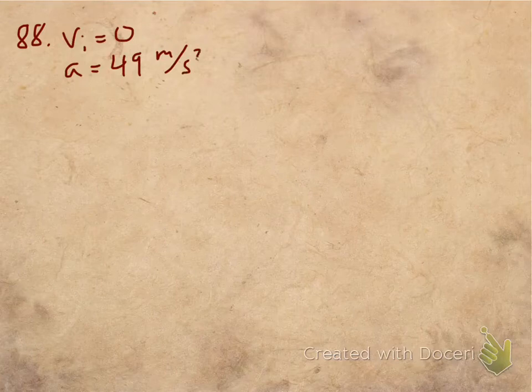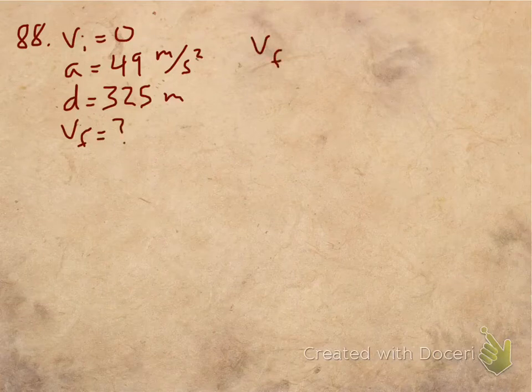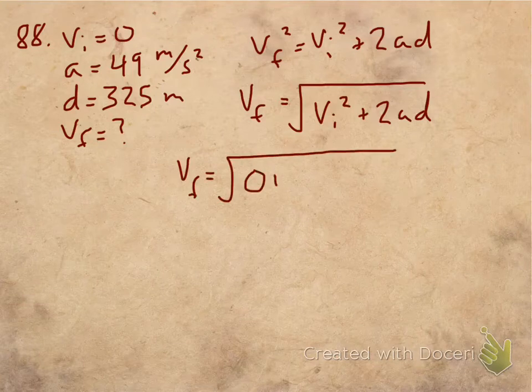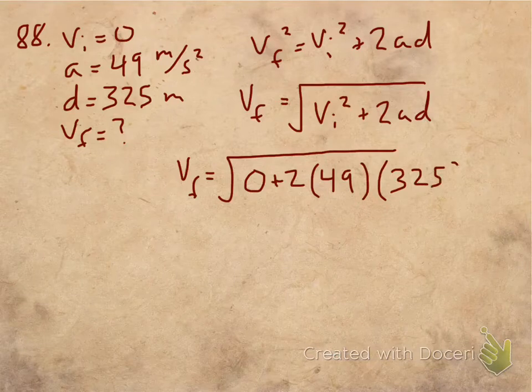On to number 88. Our dragster, we're starting from rest. We're given the acceleration. We are given the distance. It's asking for the final velocity. The best equation to use is VF squared equals VI squared plus 2AD. Rearranging the equation for VF here for you, and then I'll plug in some numbers. And we are on our way.